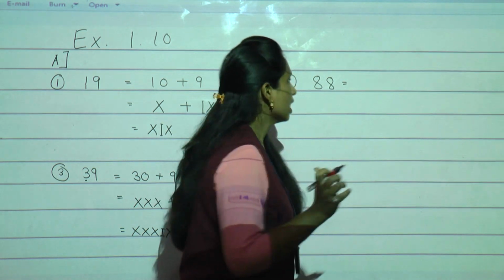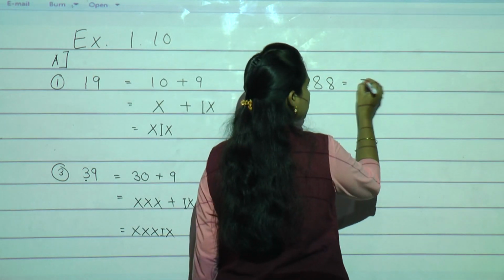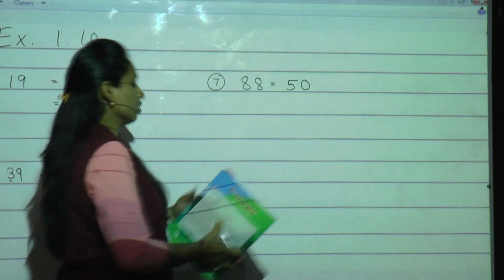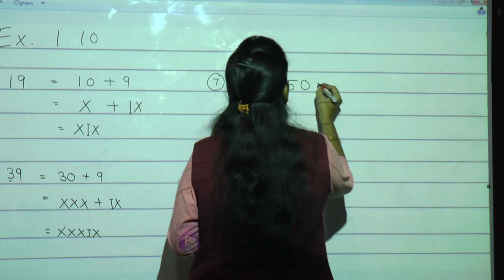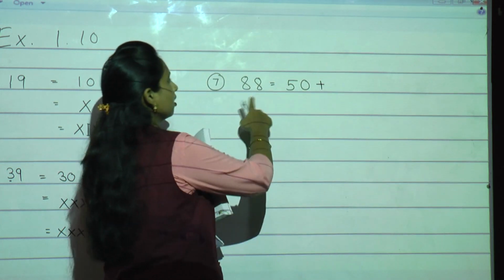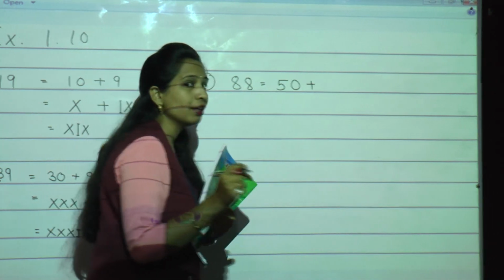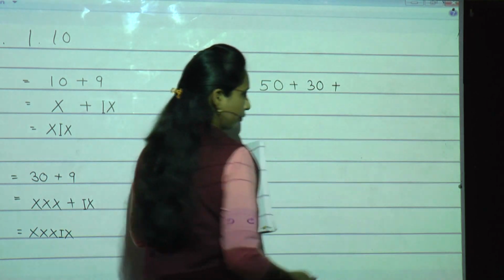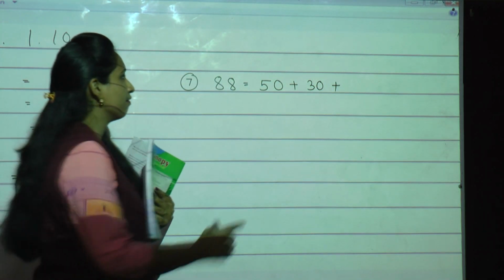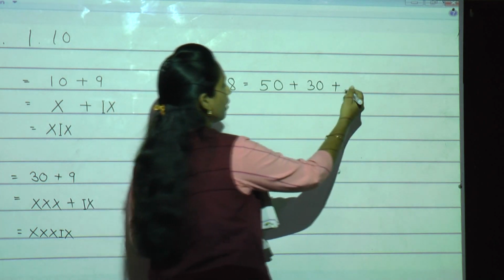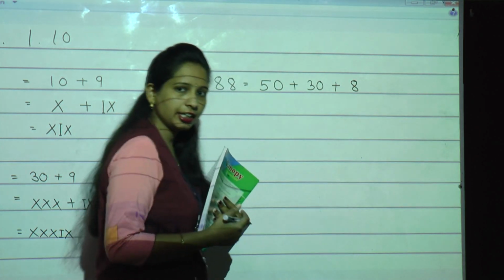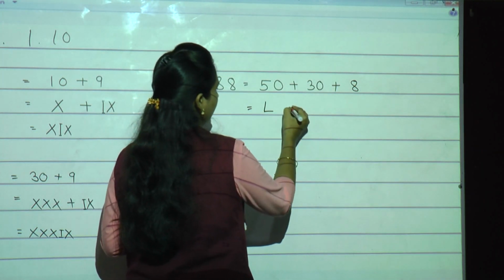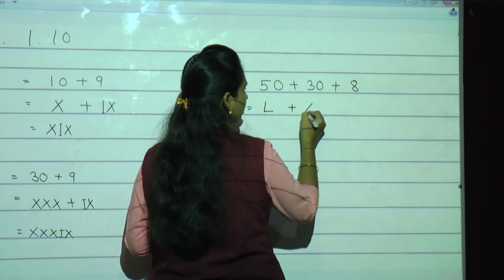V, L and C. So 88 we have to expand. First 50, because the 50 value we know is L. Okay, so just expand 50 first, and what is remaining? 88 minus 50, we do, 38 is remaining. So I will take 30, because the 30 value we know very well, and what is remaining? 50 plus 30 becomes 80, and what is remaining? 8.